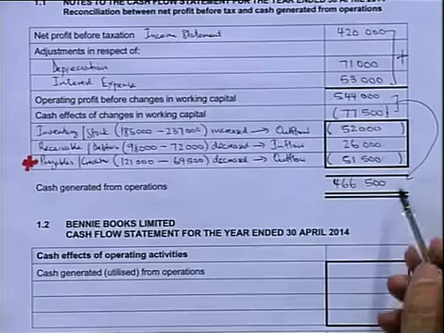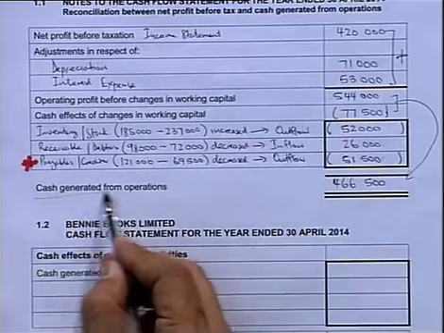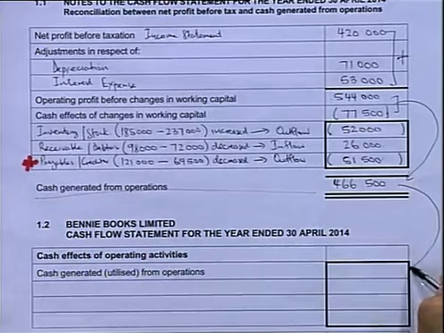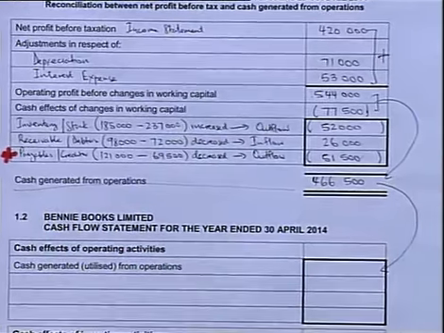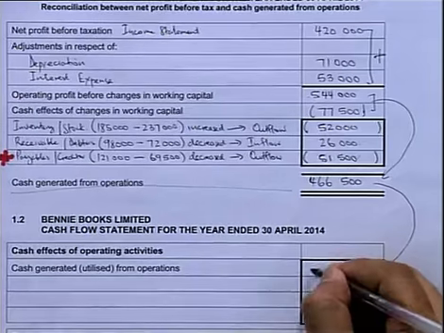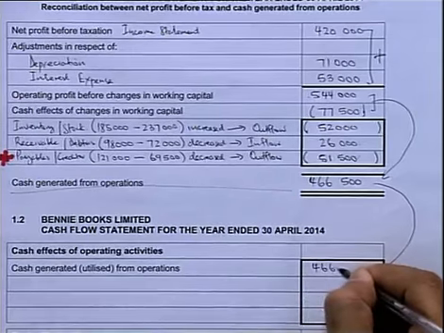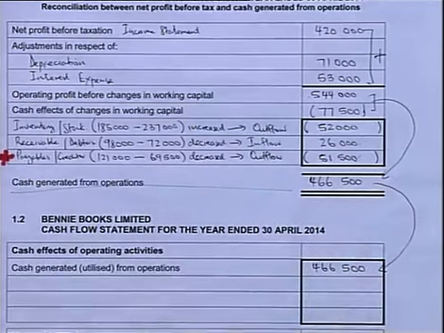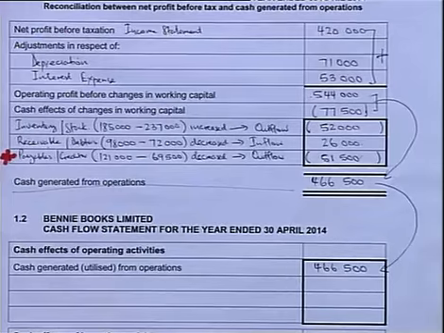Right? Once we have the answer of the note, it says cash generated by operations. So that is the first figure that I have to transfer to my cash flow over there. So that should be 466,500. That's what that is.